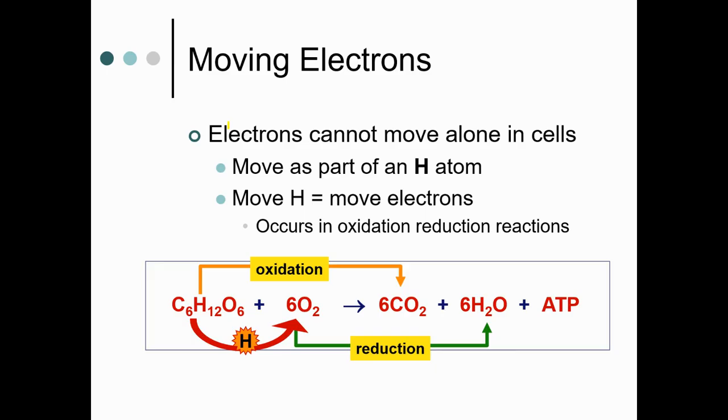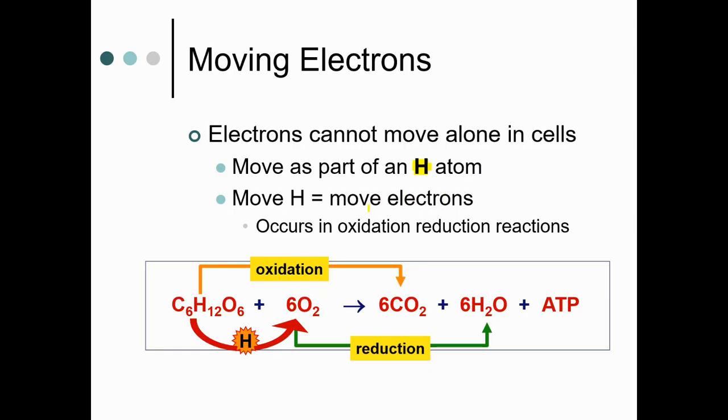So electrons don't normally move by themselves. They normally move with a proton as part of an H atom. And so anytime we move H's around, we are going to be moving electrons with them. And hopefully in chemistry you covered oxidation reduction reactions. We're not going to go too much into the reactions themselves. We just need a basic understanding that when we shuttle electrons around, we're moving energy with them.